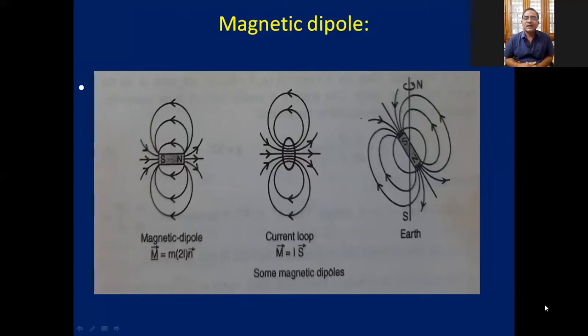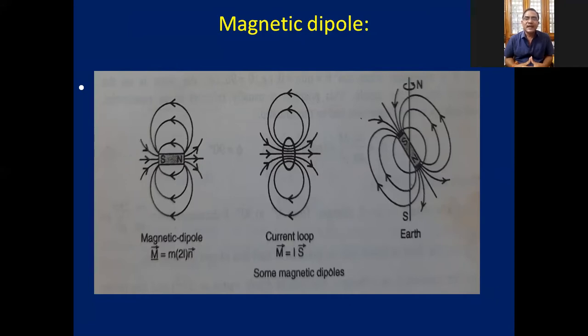There are three diagrams you can observe. The first one is the bar magnet. The second one is the current carrying circular loop. The third one is the earth magnet. We know that in the bar magnet there exist two magnetic poles, south and north pole, which have equal pole strength. When two equal and opposite poles are separated by some distance, that system is said to be a magnetic dipole. Hence, the bar magnet is equivalent to a magnetic dipole.